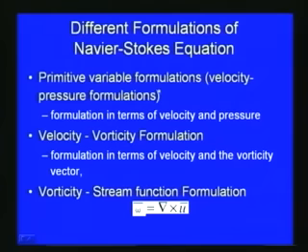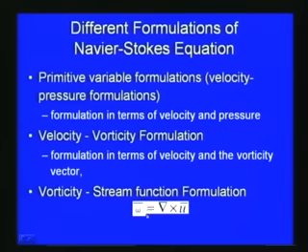So, the primitive variables are used, like velocity and pressure. That is why the formulation is called primitive variable formulation. The second kind of generally used formulation is called velocity vorticity formulation. Here the formulation for the Navier-Stokes equations is in terms of velocity and vorticity. And the third commonly used formulation is in terms of vorticity and stream function, so it is called a vorticity stream function formulation.